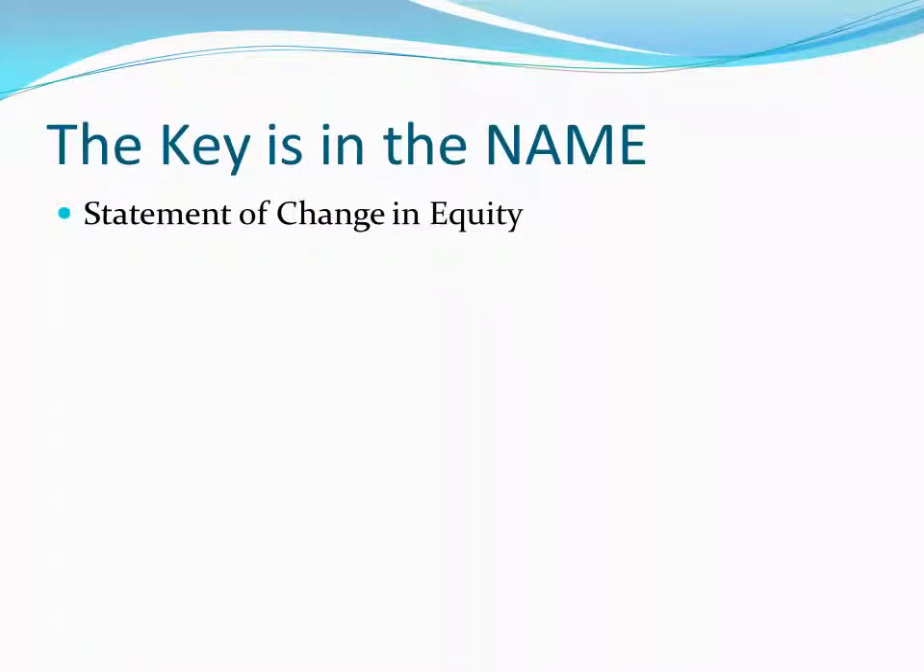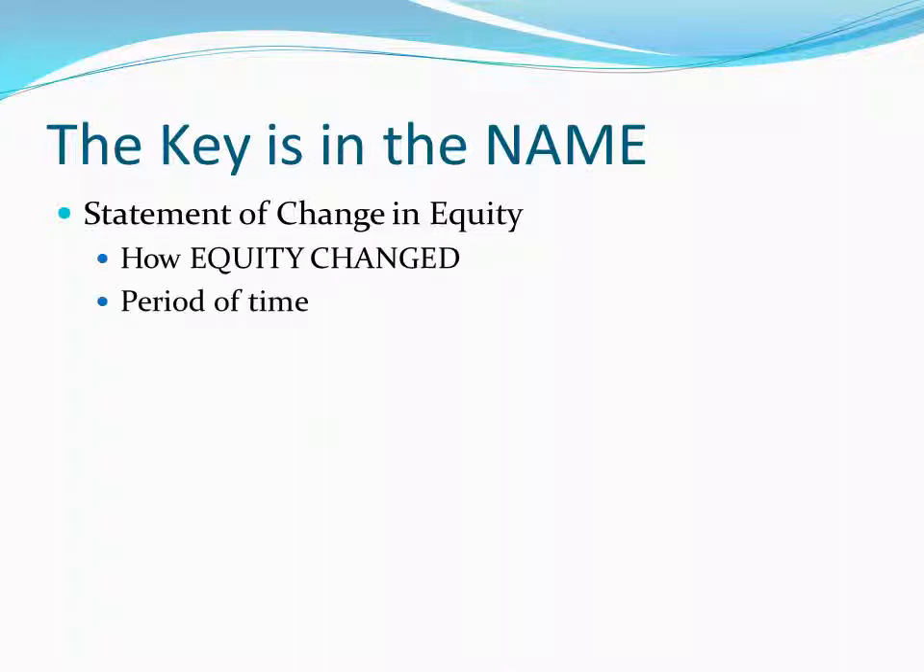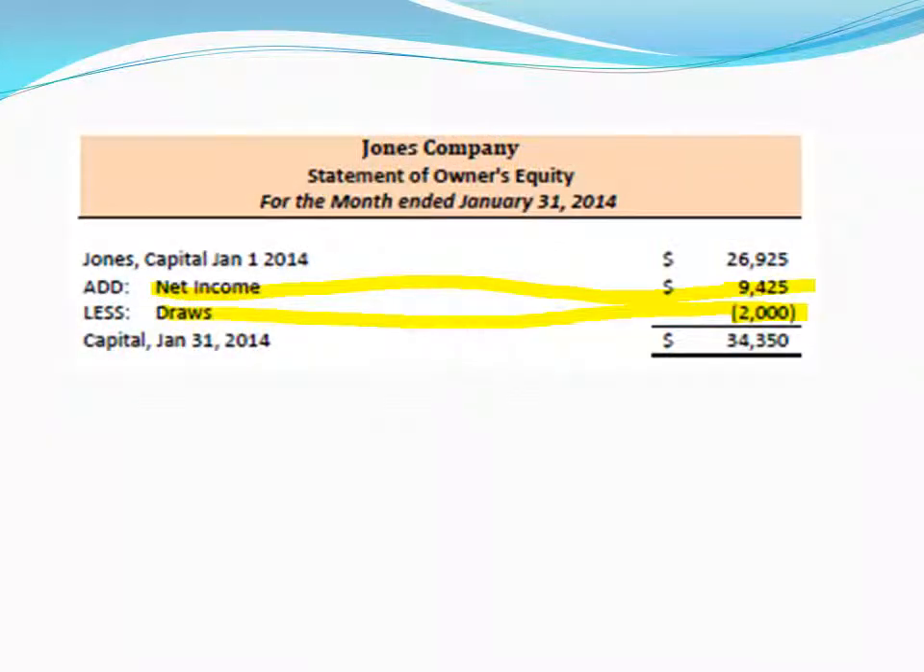Next, I'm going to look at the statement of change in equity, also called the statement of change in owner's equity, or for the corporate version, the statement of retained earnings. And they all tell us the same thing. They tell us how that company's equity accounts changed during a period of time. Here's an example of a real simple one.